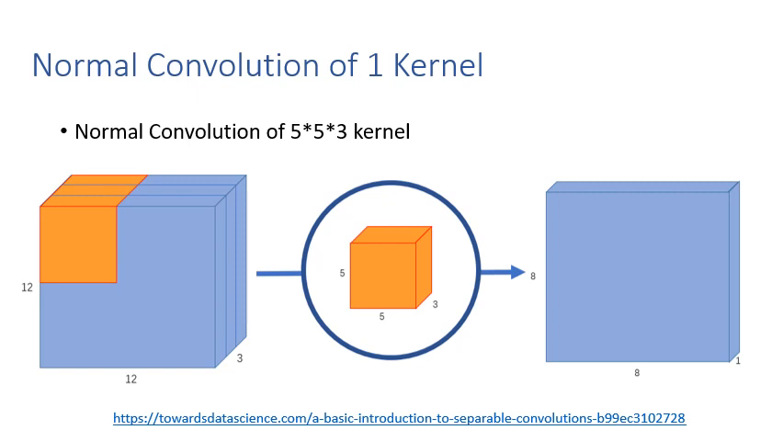How does the separable convolution reduce the number of parameters? Let's first review the normal convolution. Suppose we have one 5 by 5 by 3 kernel, and we want to apply it to a 12 by 12 by 3 input tensor, right? And this kernel will generate an 8 by 8 by 1 output. This is the normal convolution of one kernel, without padding.